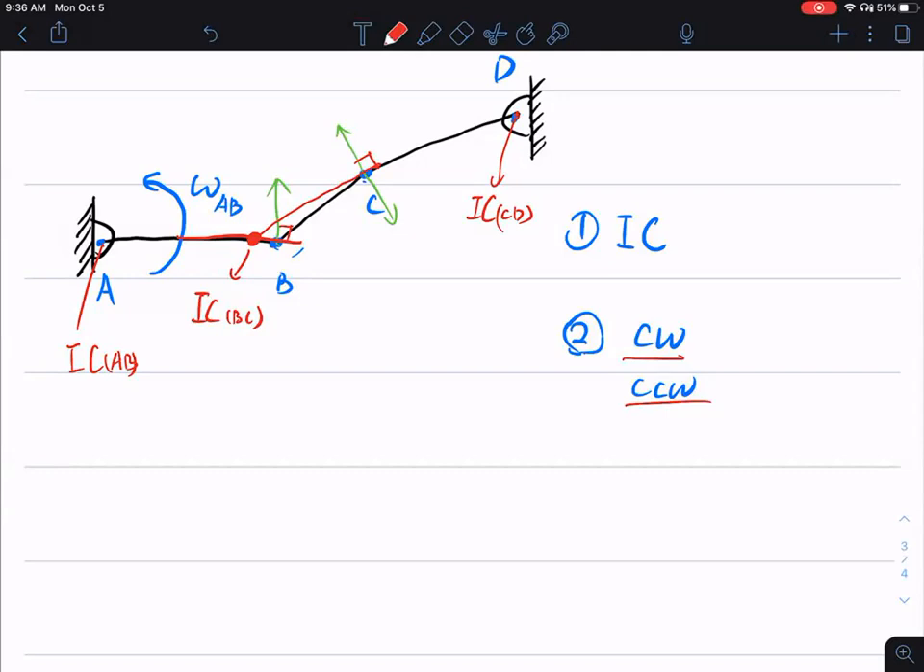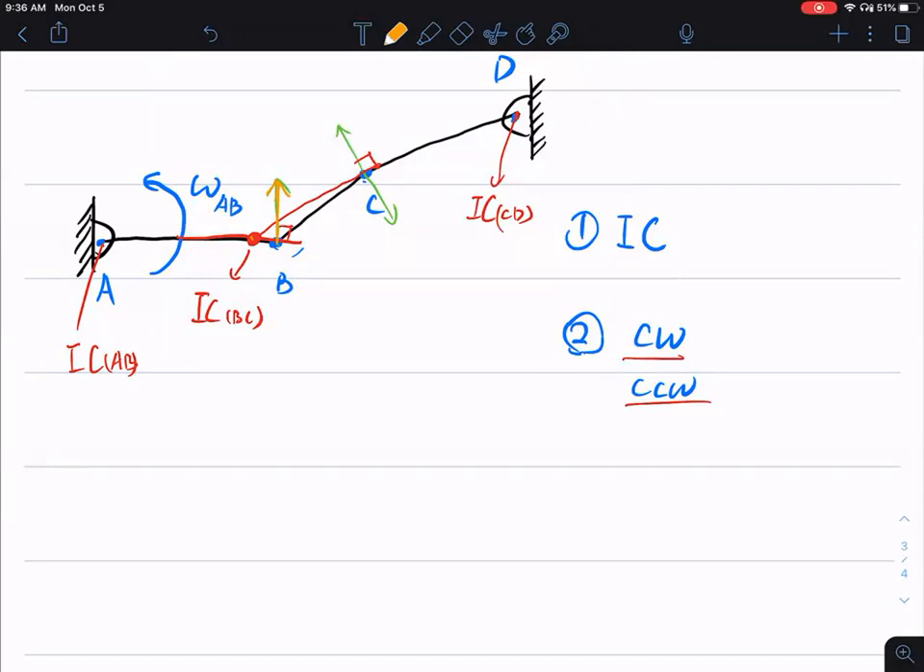There's an easy way to tell. So let's look at this. Do we know the direction of point B? Yeah, 100%. Point B is going up that way. Point B is a point on the rigid body BC, and this is the instant center. So one point on that rigid body is going up, and this is the instant center. Can you guess whether rigid body BC is going counterclockwise or clockwise?